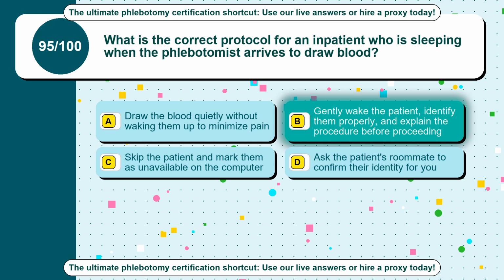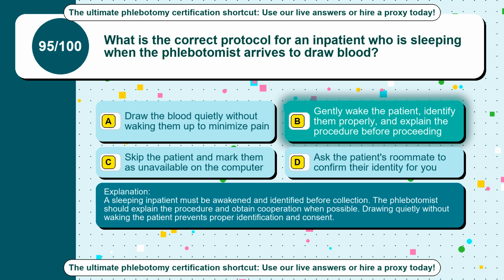Gently wake the patient, identify them properly, and explain the procedure before proceeding. A sleeping inpatient must be awakened and identified before collection. The phlebotomist should explain the procedure and obtain cooperation when possible. Drawing quietly without waking the patient prevents proper identification and consent.